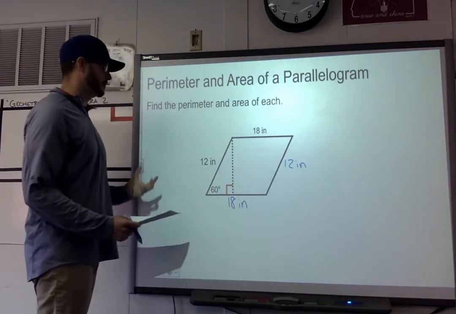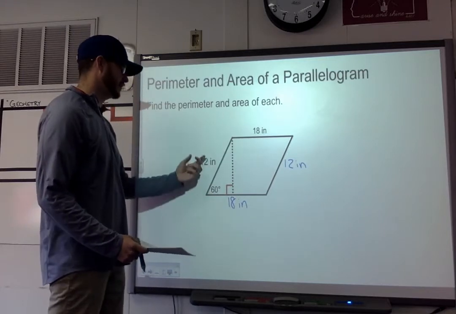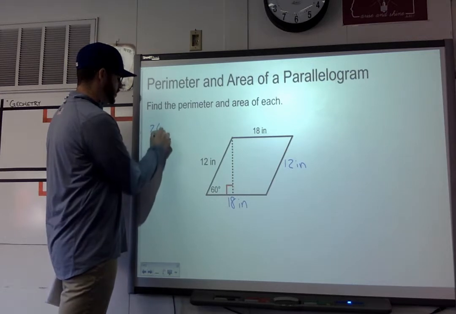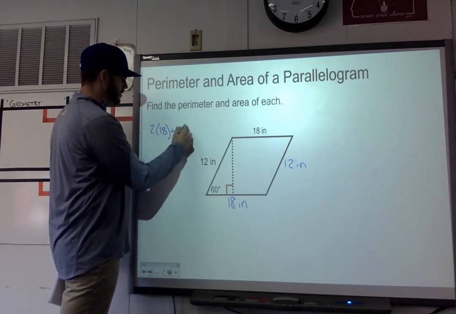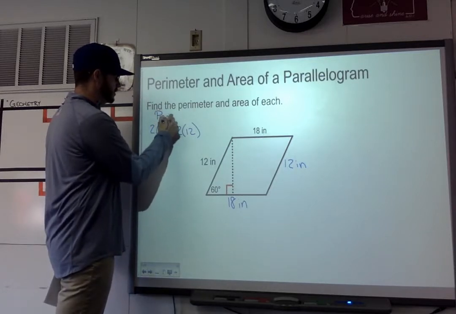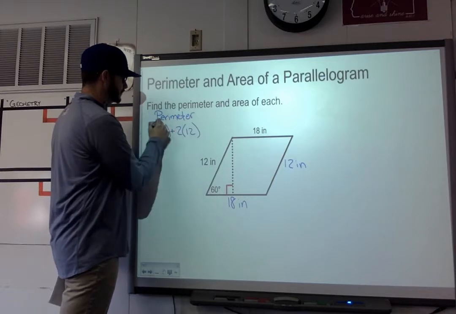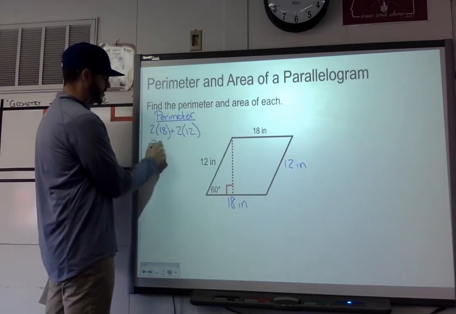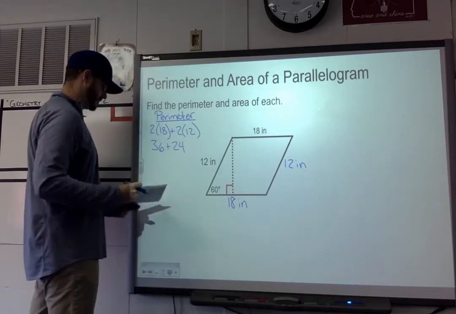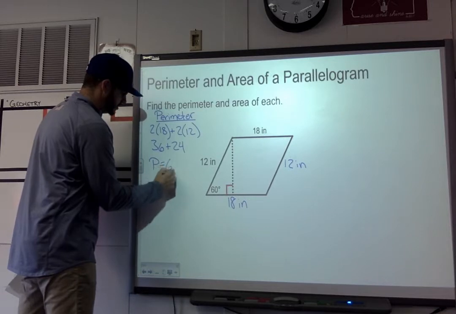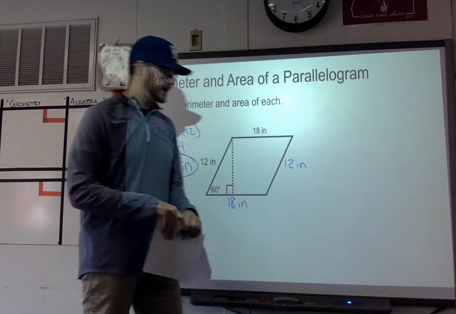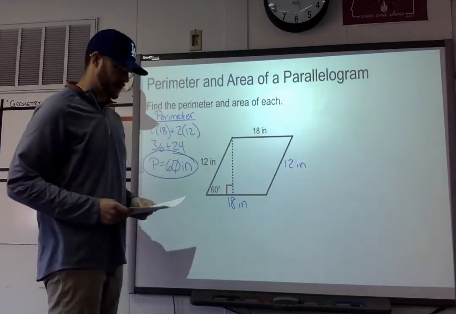So when we find the perimeter here, we can either do 18 plus 18 plus 12 plus 12, or we can use our distributive property, and we can say 2 times 18 plus 2 times 12. Again, this is finding the perimeter. So we're going to have 36 plus 24, which is going to give us a perimeter of 60 inches. So that was kind of the easy part. Now we need to find the area.